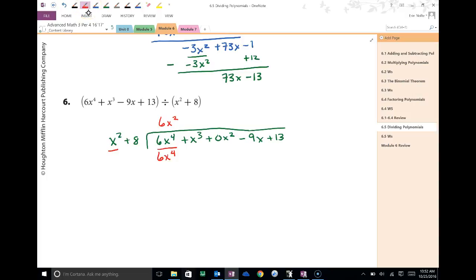Okay, so what did we say? 6x squared times 8 was 48x squared, right? So we need to put this 48x squared right here. Okay, now what do we do?